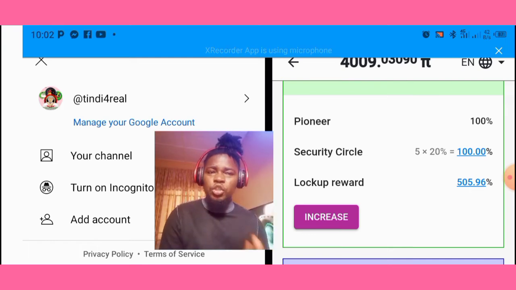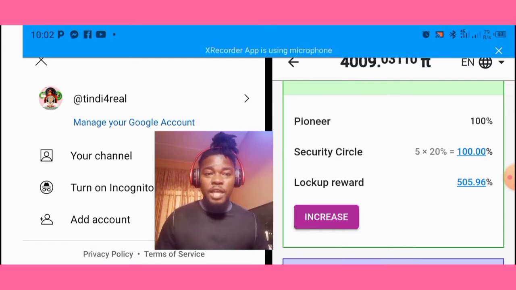Because in this section, these people can play a very vital role in the future as regards your account, maybe in the case of a missing account or something.